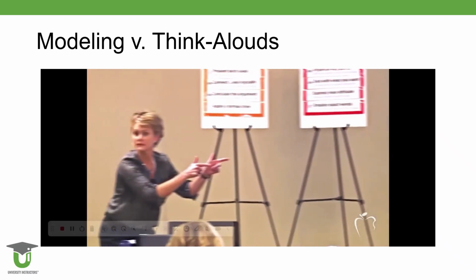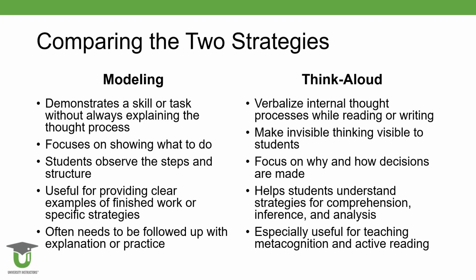That's a think aloud. The educator did a great job showing the differences between modeling and a think aloud. We now see that think alouds involve saying out loud what you're thinking as you read or write. This could be questioning the author's choices, predicting what might happen next, or explaining why you're choosing a particular word or structure in your writing. The goal is to make your internal thinking visible so students can understand not just the actions, but the reasoning behind them. Modeling, on the other hand, is about showing students what to do.